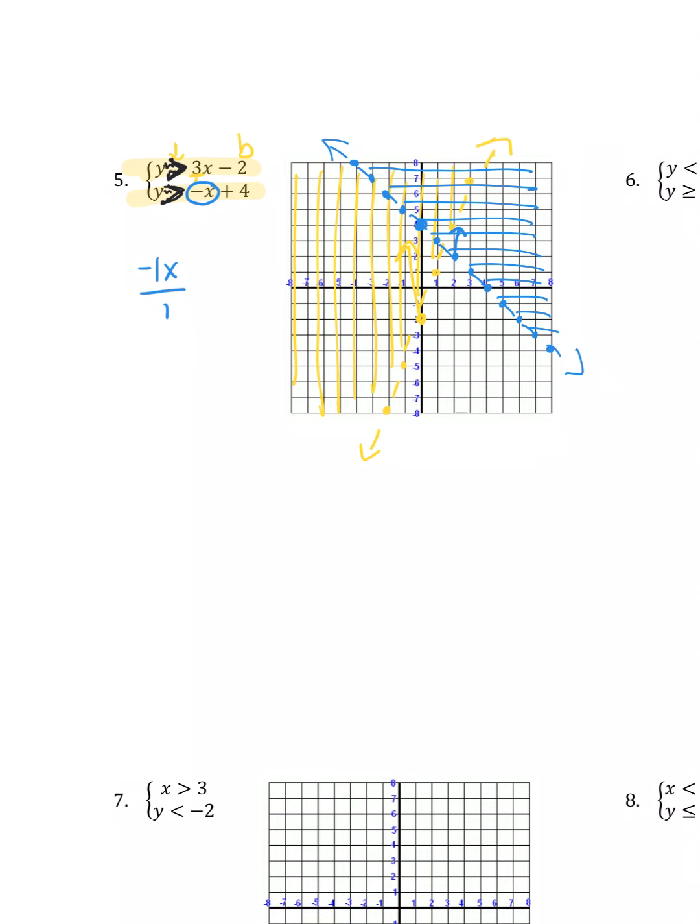Okay, and then we're going to look, what is both yellow and blue? Well, I see yellow and blue here, and I see yellow and blue here. So everything in this kind of triangular piece is my solution.